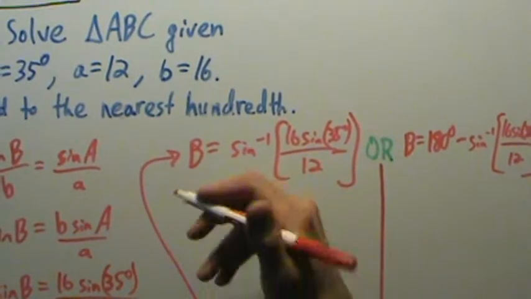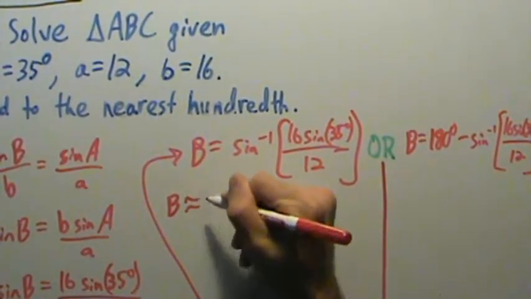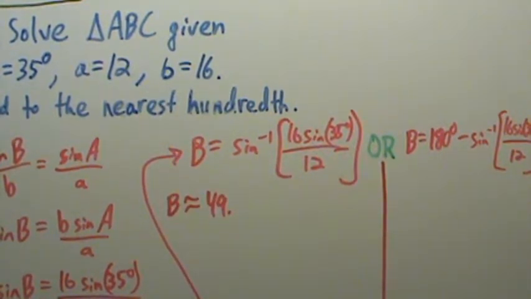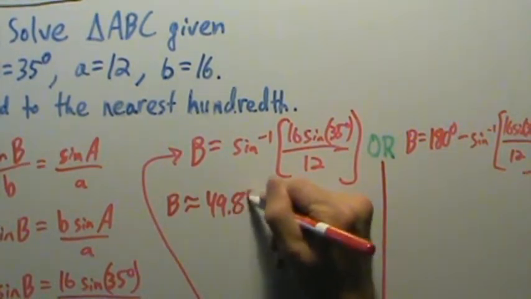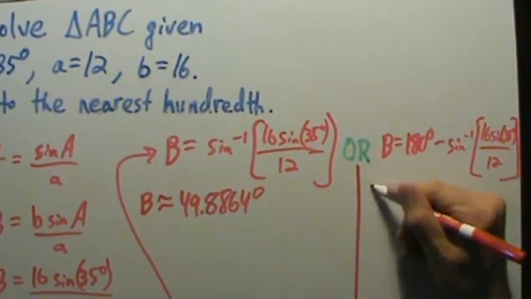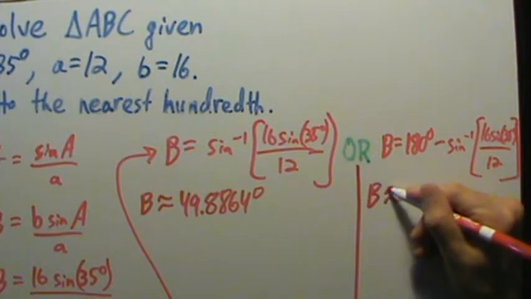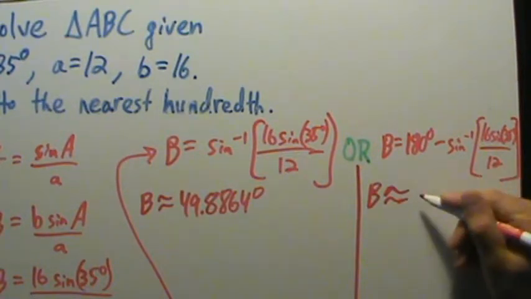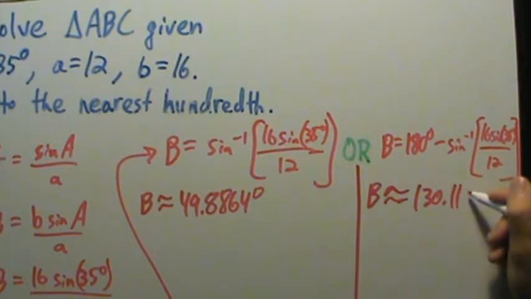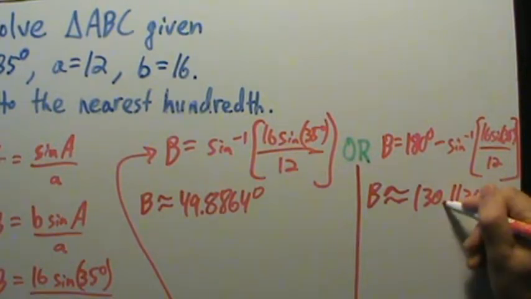Okay, so here B is approximately 49.8864 degrees. And here we get B is approximately 130.1136 degrees.